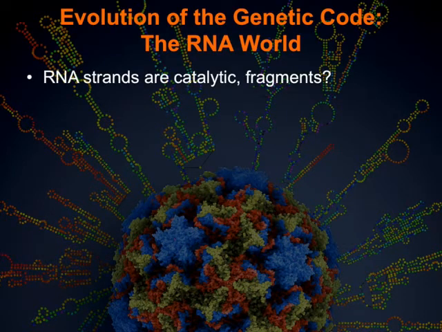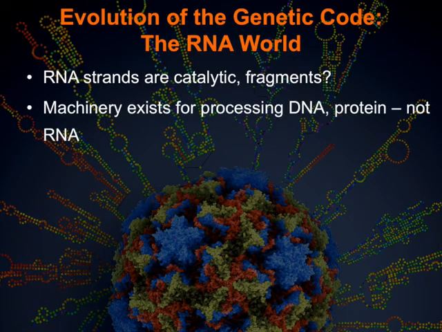So we've noticed, first of all, that RNA strands themselves are catalytic. They do work in the cell. A ribosome is RNA. A tRNA is RNA. So if strands are catalytic, if they can take on these different shapes and catalyze reactions, why can't fragments do it? Why can't a dinucleotide or a diribonucleotide do a job in the cell too? We've noticed that there seems to be a lot of RNA machinery for processing DNA and protein. There isn't so much machinery to process RNA.